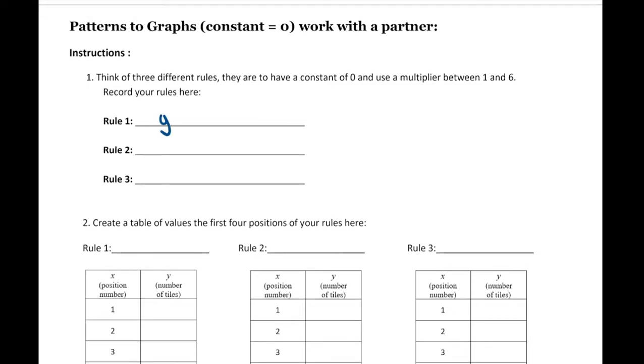Let's just say y equals 1x. That's an easy one, that's straightforward. I'm not going to put plus 0 because it doesn't really change anything. Let's then also do y equals, say, 3x. We won't do 4x because we've already done that. Then we'll do y equals, let's say, 6x. Those are 3 rules with a constant of 0 and multipliers between 1 and 6.